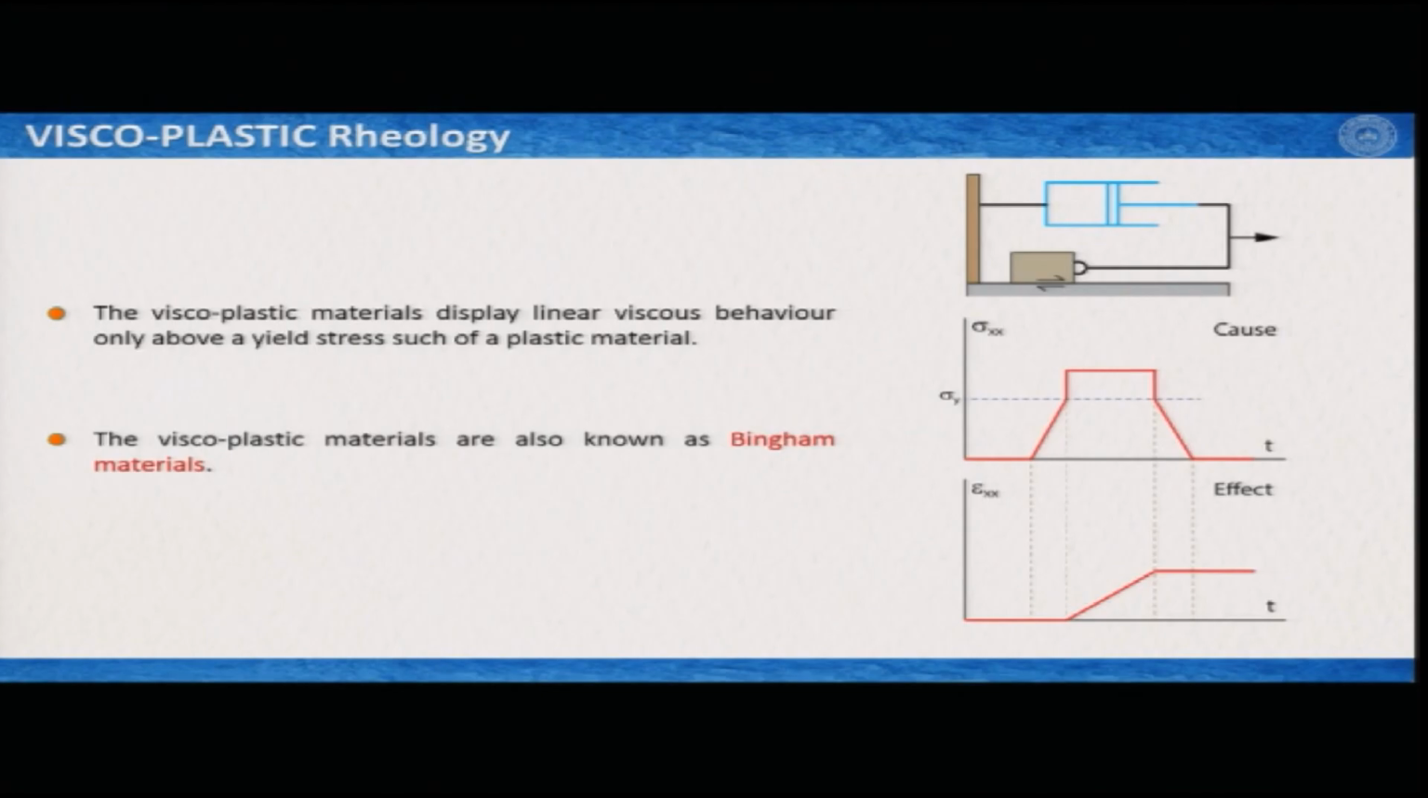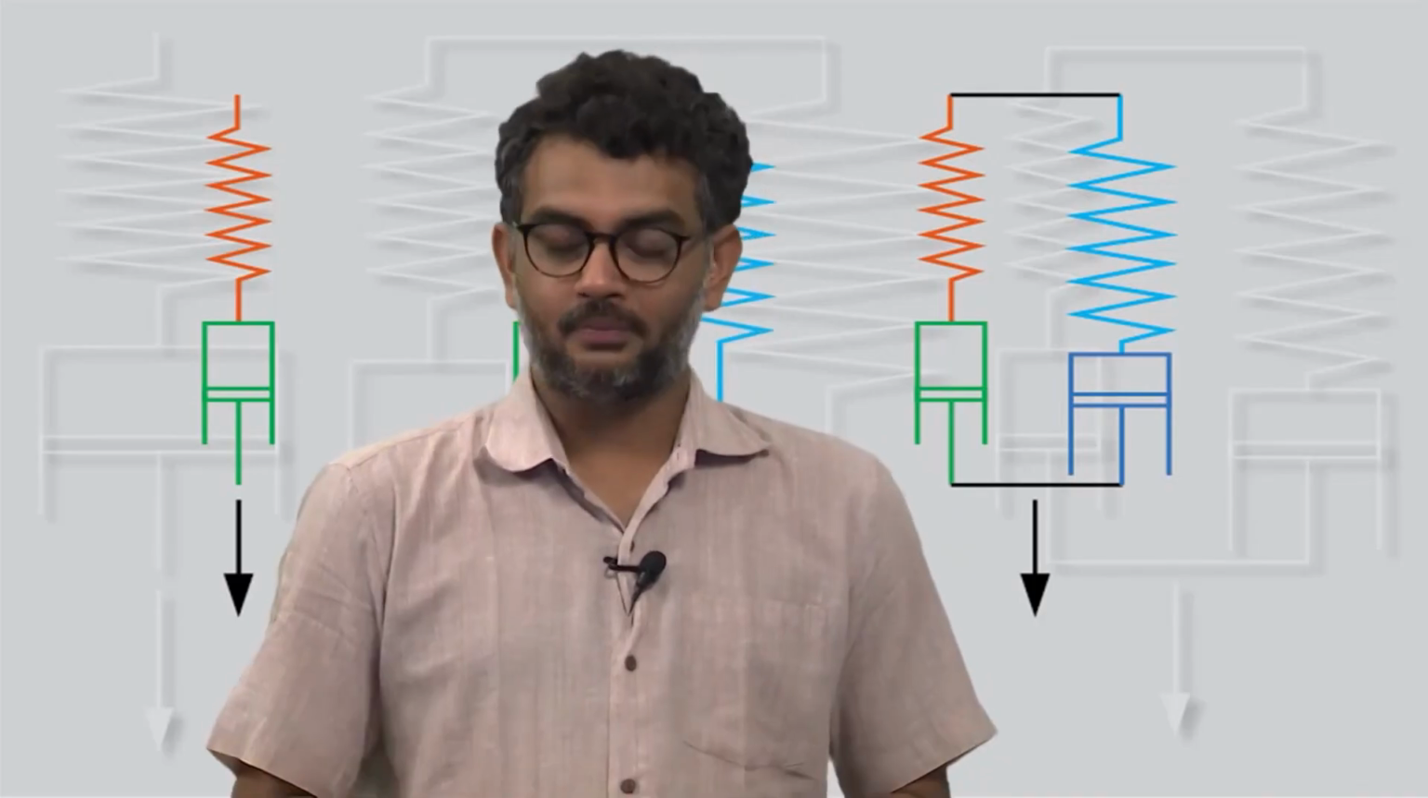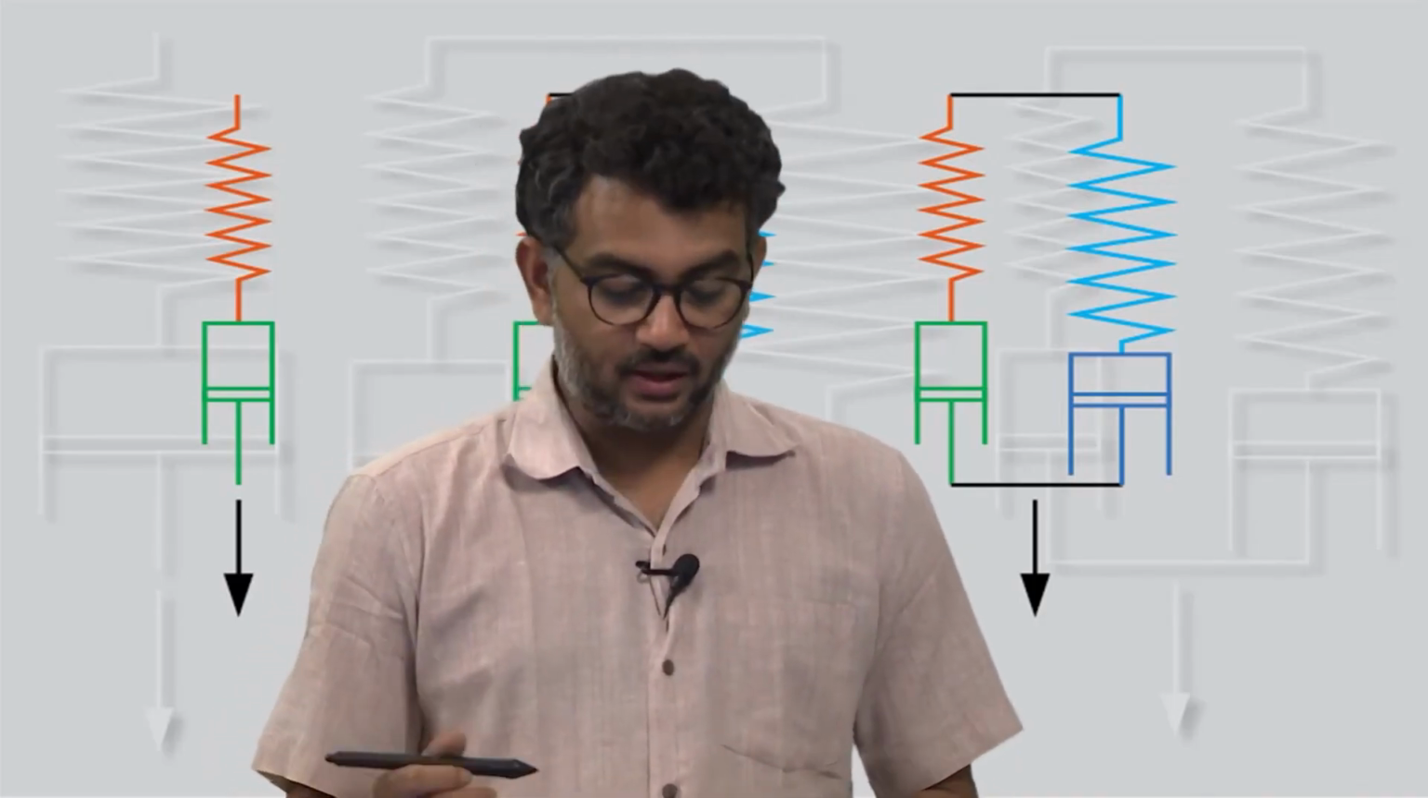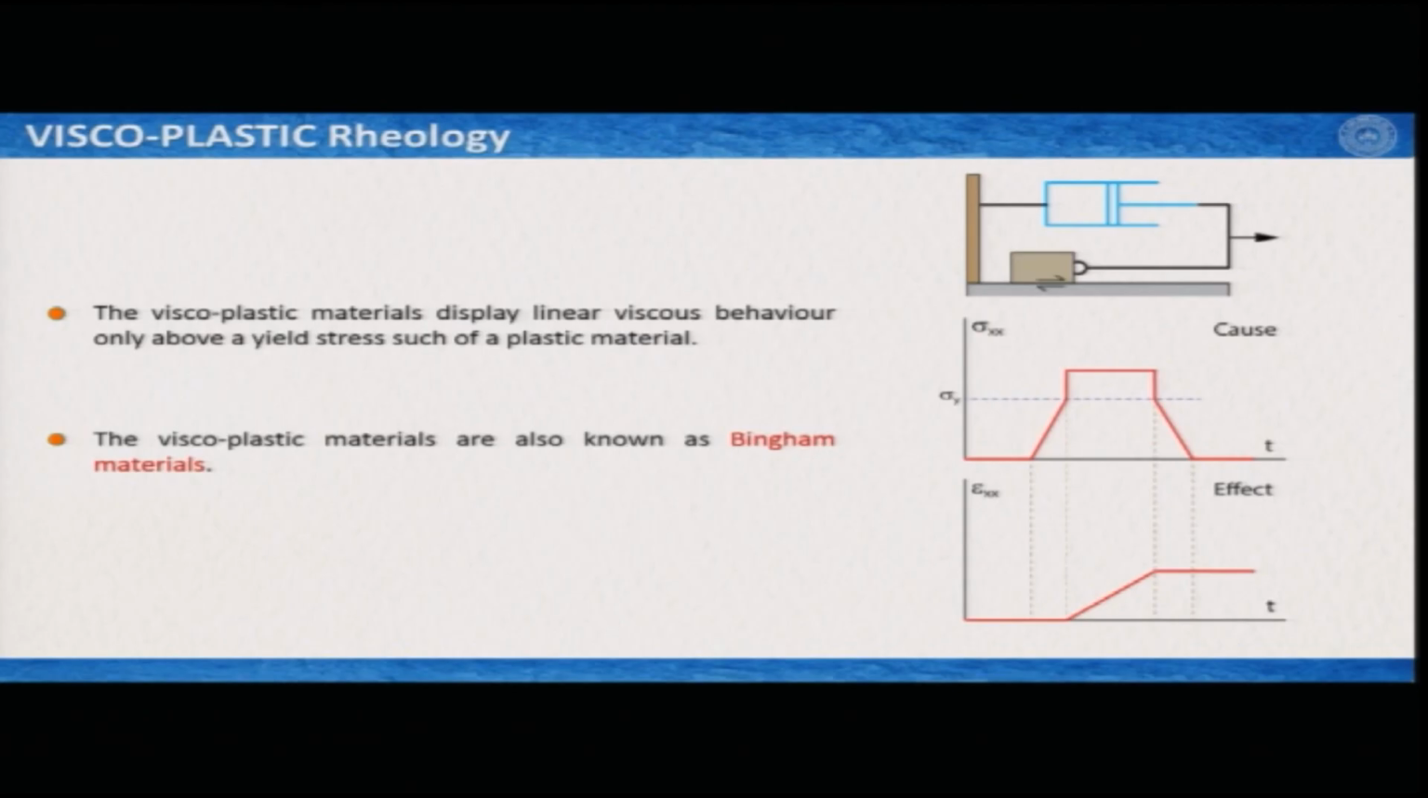So, now we will see what viscoplastic rheology is. As you can understand, it has a viscous element and a plastic element, and in this case the viscoplastic materials display linear viscous behavior only above the yield stress of a plastic material. Now, viscoplastic materials are also known as Bingham materials or Bingham plastics, and a typical viscoplastic rheology is generally shown by the parallel arrangement of a friction block and dash pot, which is shown here.